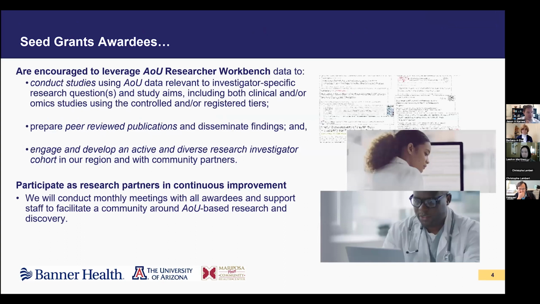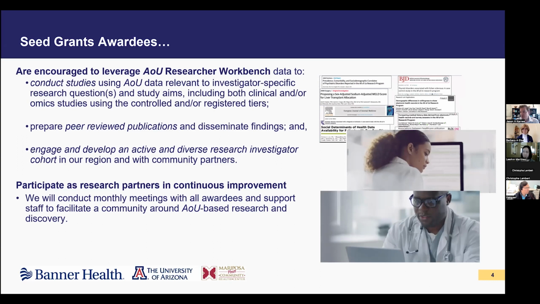Now, as a seed grant awardee, all individuals will be encouraged to leverage workbench data for a number of different things. This includes controlled tier, registered tier. Any of the data in the workbench is fair game for this announcement. Now, it does need to be focused in the workbench. That's a specific contingency for the funding of these projects. We are interested in stimulating peer-reviewed publications. I think that's one of the major focuses of our award.